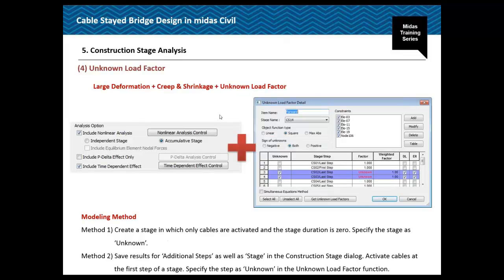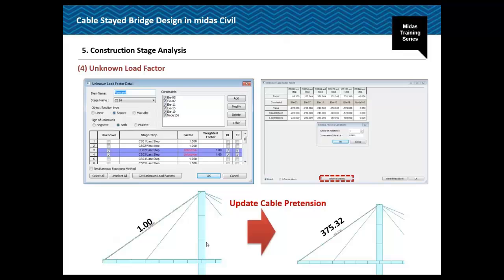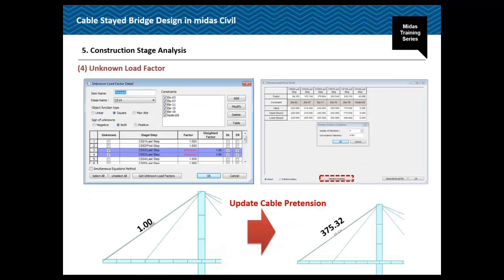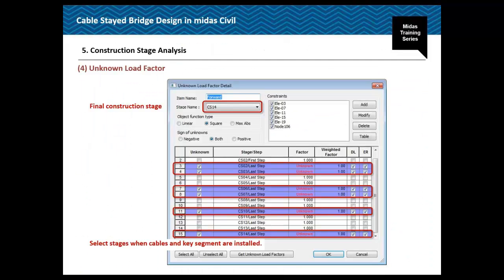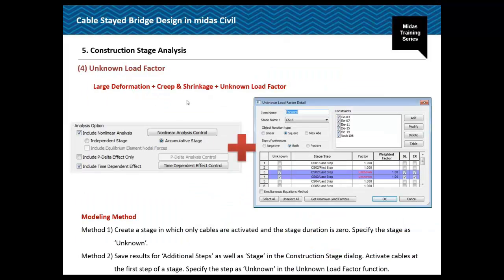So that was the method how MIDAS calculates the cable force using the Lego fit force and the unknown load factor. So there was a limitation in the Lego fit force that we could not consider the creep and shrinkage effect. But with the unknown load factor, we were able to consider both large deformation effect and the creep and shrinkage effect.